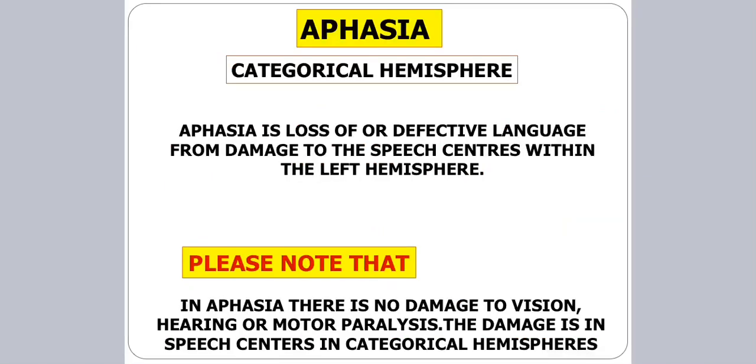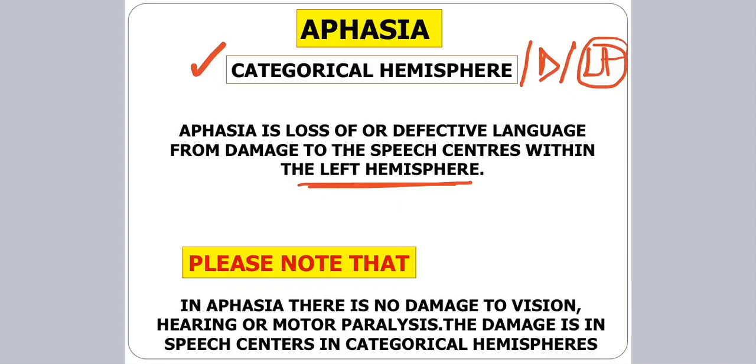So those different symptoms, one by one we will cover. First of all, aphasia. It happens if there is a problem in the categorical hemisphere, or dominant, we call it, right? That is most of the time the left cerebral hemisphere. So aphasia is loss of or defective language, from damage to the speech center within the left cerebral hemisphere. Please note, in aphasia there is no damage to the vision, no damage to the hearing or motor paralysis. The damage is in the speech center, right?